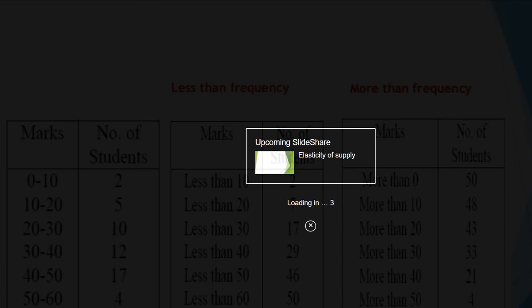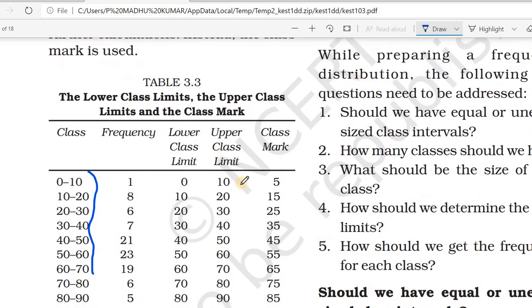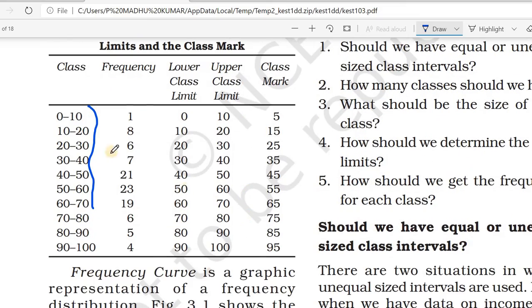Okay, then the class midpoint. Here you can see class and frequency in this table. Lower class limit is 0. This is the lower class and this is the lower class. 0, 10, 20, 30, these are the lower class. And upper class, what is the upper limit? Upper limit is this part. Okay, 10, 20, 30, 40, 50, 60, these are the upper limit.